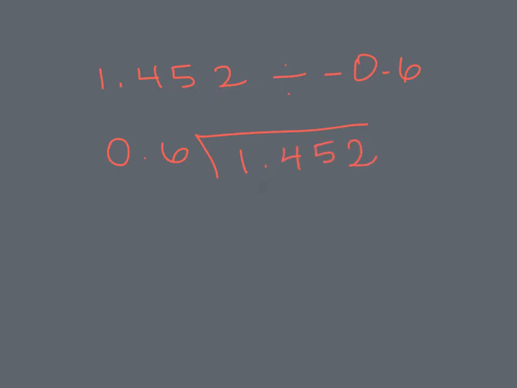The next problem we're going to work on is 1.452 divided by negative 0.6. So I'm going to put 0.6 on the outside, and for now I'm just going to drop the negative. We can worry about what our answer will be at the end. So 0.6 on the outside and 1.452 on the inside.